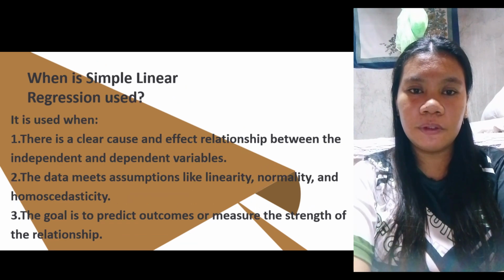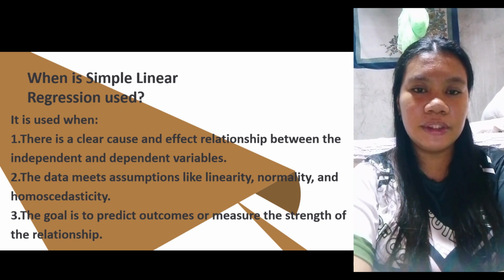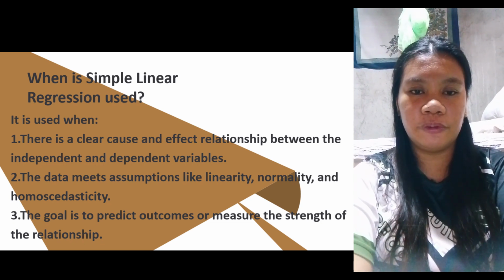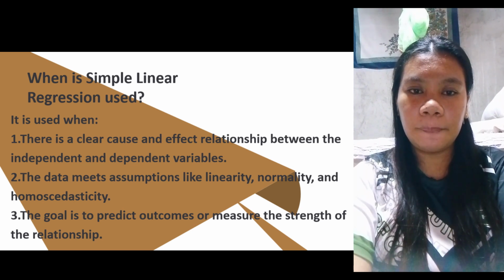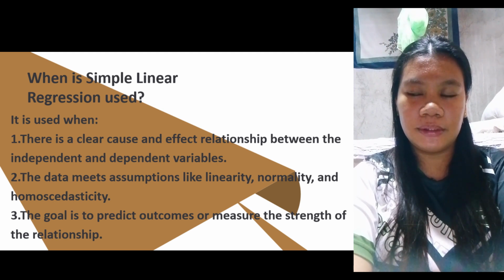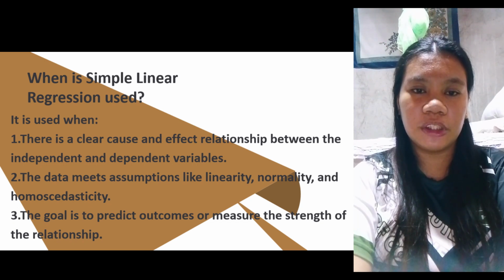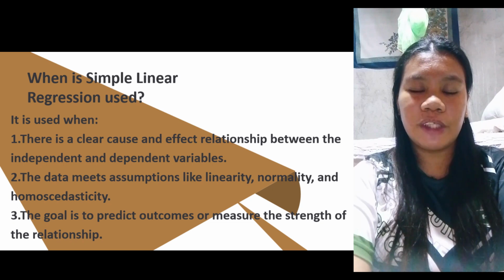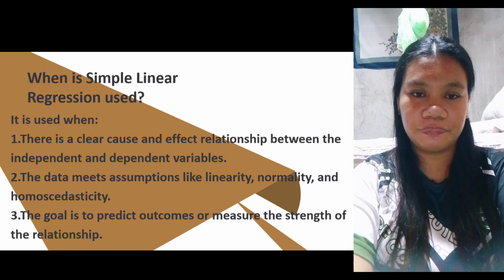So when is simple linear regression used? One, it is used when there is a clear cause and effect relationship between the independent and dependent variables. Second, the data meets assumptions like linearity, normality, and homoscedasticity. Third, the goal is to predict outcomes or measure the strength of the relationship. For example, you may use simple linear regression to predict sales based on advertising spending.